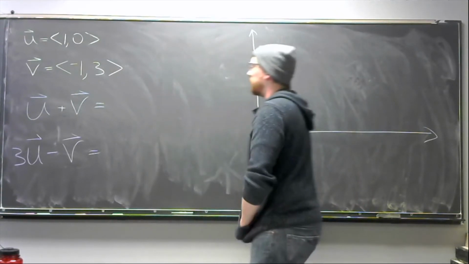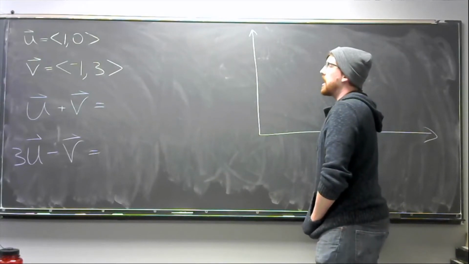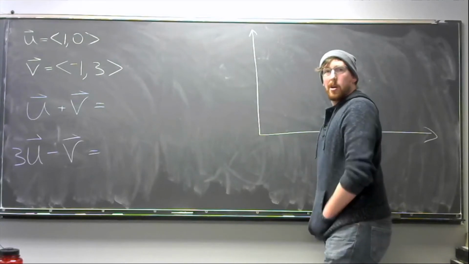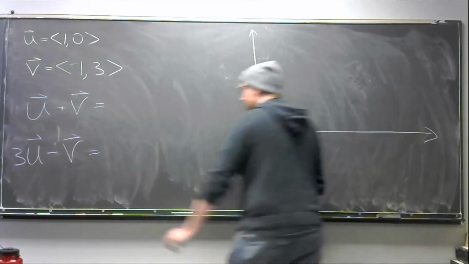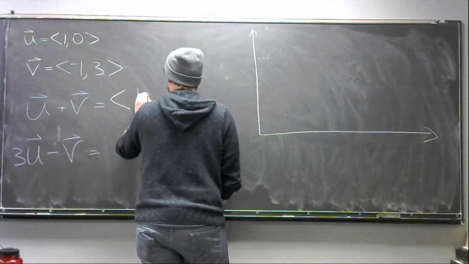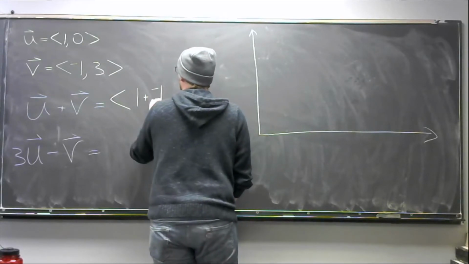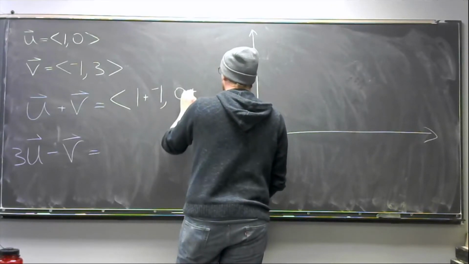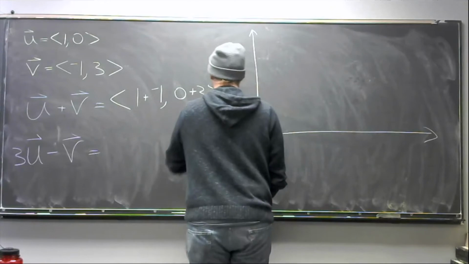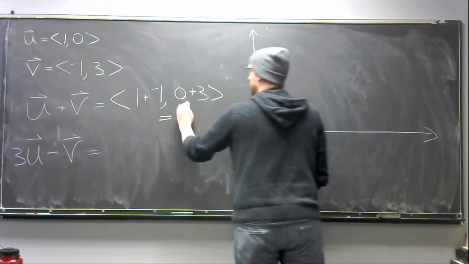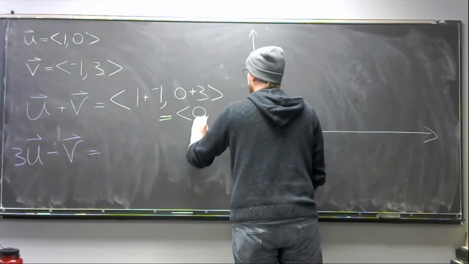So let's do that. Well, in the case of u plus v, we're just going to add the components, right? Just add them straight through. So what we're going to have is 1 plus -1, comma, 0 plus 3, which is going to be equal to the vector 0, 3.